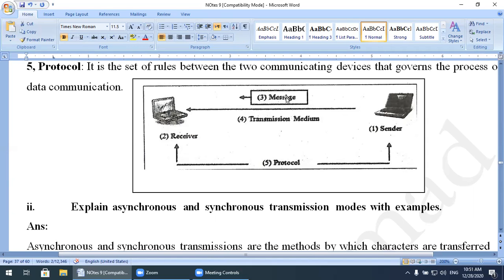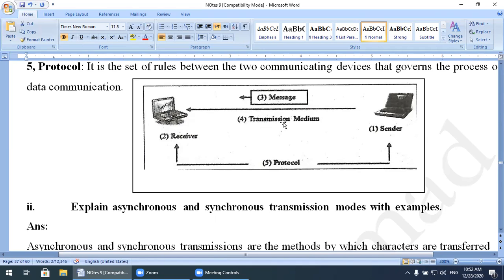Another thing is the message. The message can be a textual message, an image, a video, or a voice. So these are the messages. Then the transmission medium. In case of WhatsApp, because you are using mobile phones, the logical medium exists. It means that unguided media exists. Wi-Fi is unguided media. We will discuss it later.